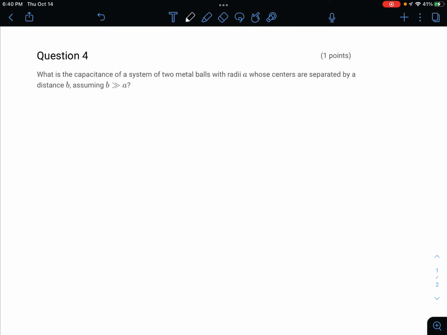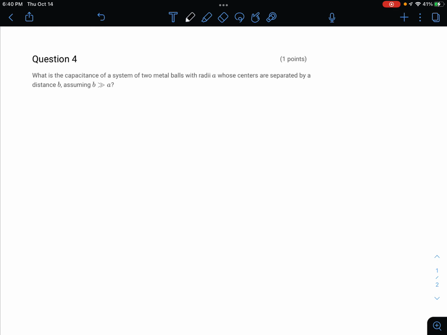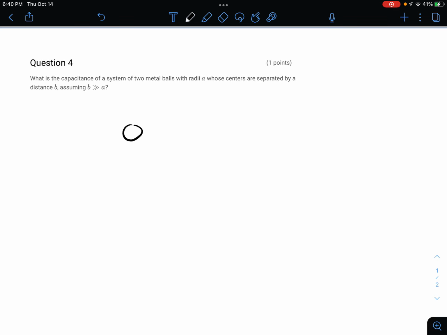Alrighty, y'all. Today we're taking a look at question 4 for Recitation 11. For this one, it's asking for the capacitance of a system of two metal balls with given radii, where the centers are separated by distance b. So here are two metal balls separated by that distance.